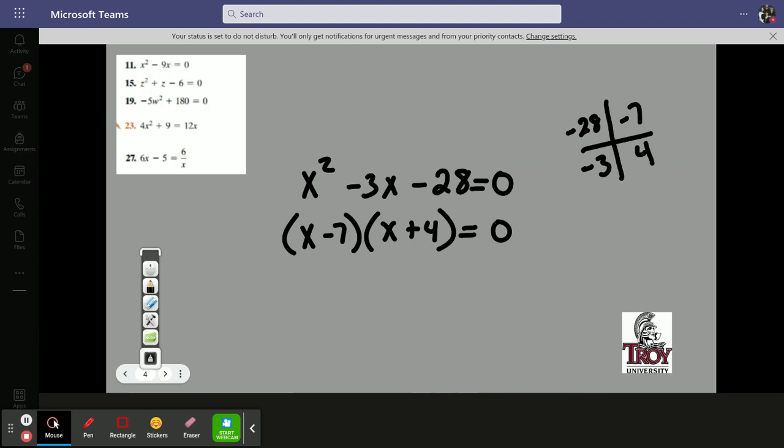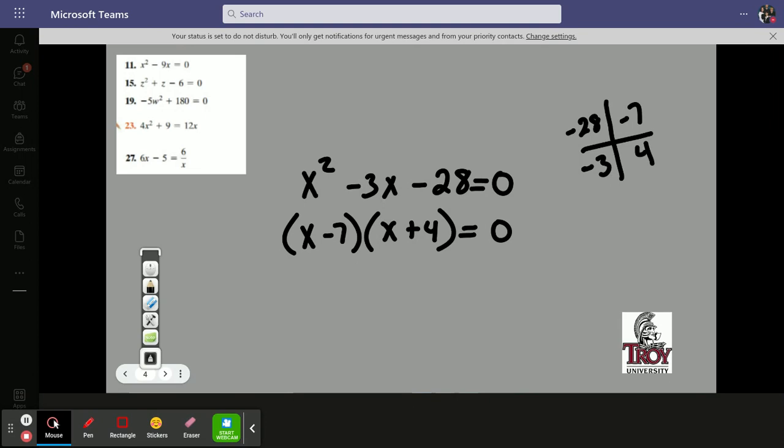With C being negative, how are we going to know that one of the numbers is supposed to be positive? Because C is negative, you know that one of these is negative and one's positive. And because this is negative, you know your bigger number is going to be negative.